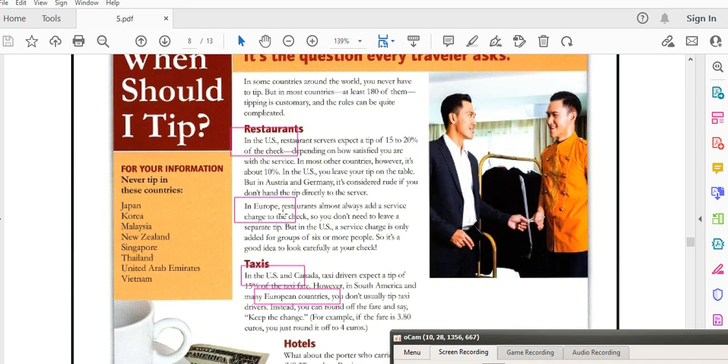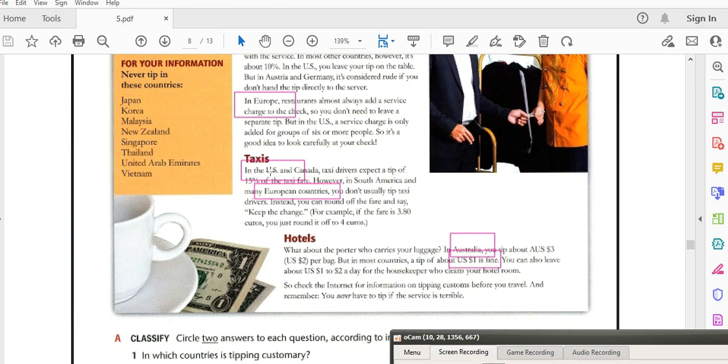In Europe, restaurants almost always add a service charge to the check, so you don't need to leave a separate tip. But in the US, a service charge is only added for groups of 6 or more people, so it's a good idea to look carefully at your check.